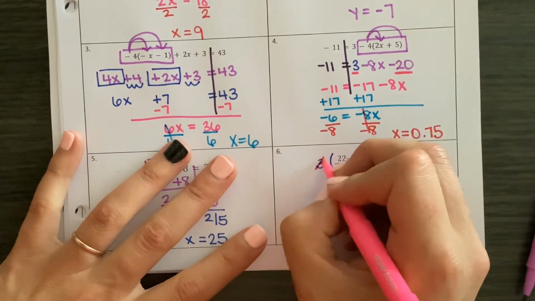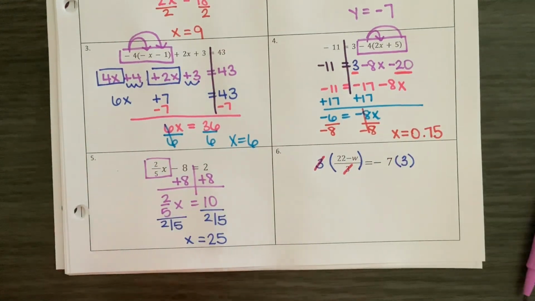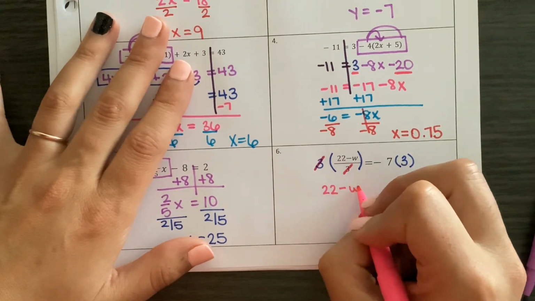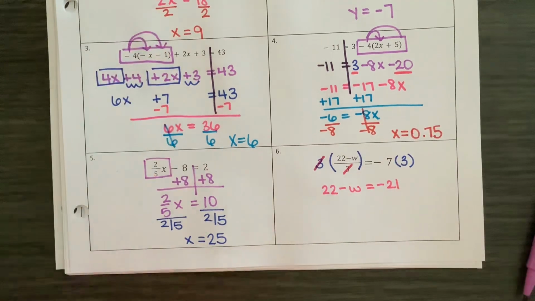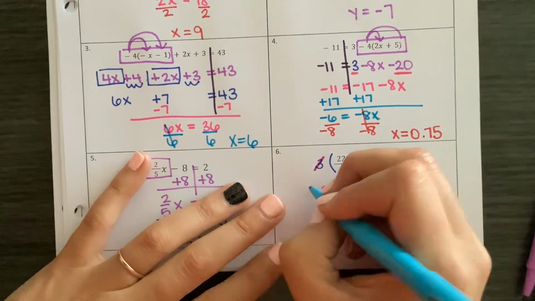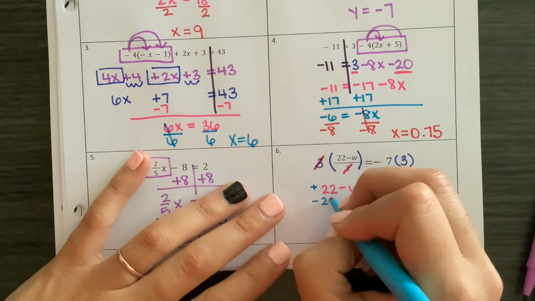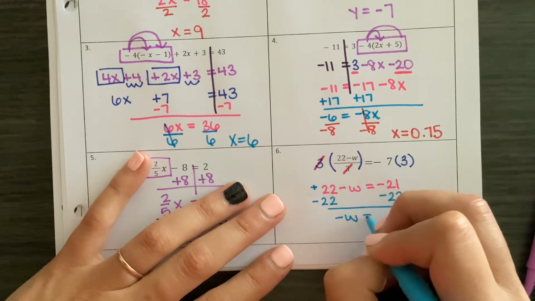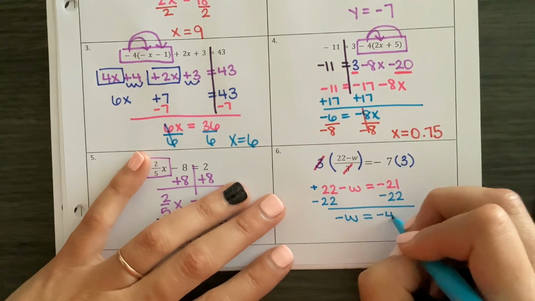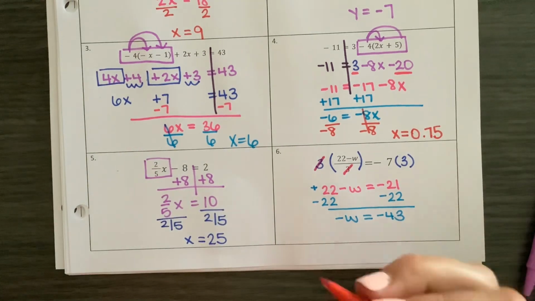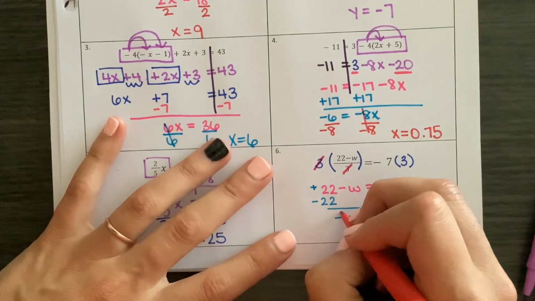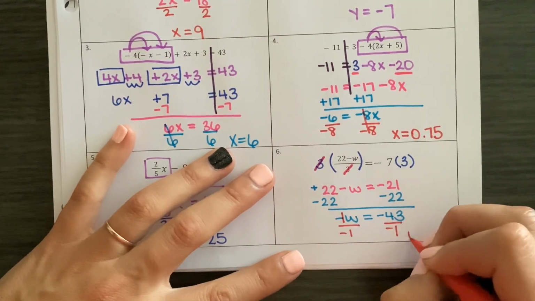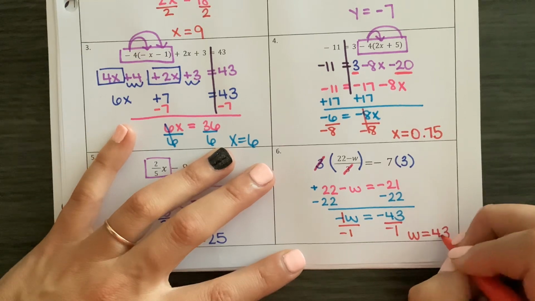When I do this, the 3's on the left cancel. That was the whole point. I don't want the bottom 3 anymore. So I have 22 minus w, and it equals a -21. This is a positive 22, so I'm going to subtract 22. I have a -w equals a -43. W technically is not by itself. You have to have that positive variable. So remember, there's an understood 1 with the negative. I'm going to divide by a -1. So W is a positive 43 in the end.